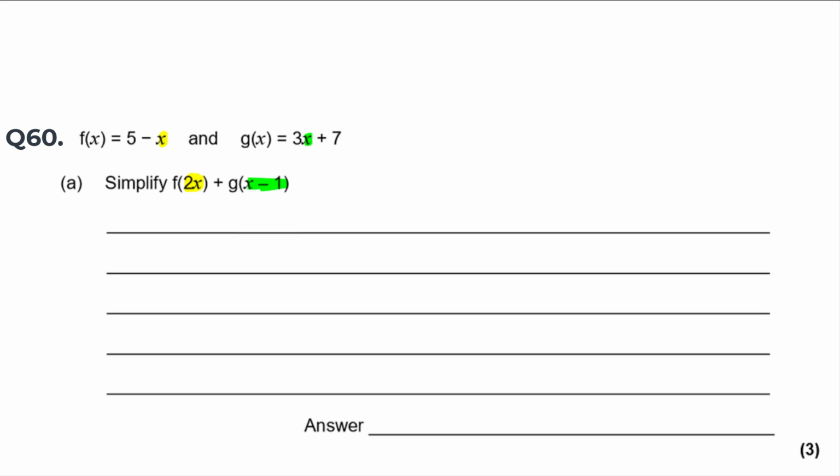Okay, so f of 2x is going to be 5 minus 2x, and I'm going to add on g of x minus 1, which is going to be 3 lots of x minus 1 plus 7. Then tidying that up, that's going to be 5 minus 2x plus 3x minus 3 plus 7. So what have I got there then? I've got minus 2x and 3x, that is x, and I've got 5 minus 3 plus 7, which is 9, I believe. So is it x plus 9? I think so. x plus 9.